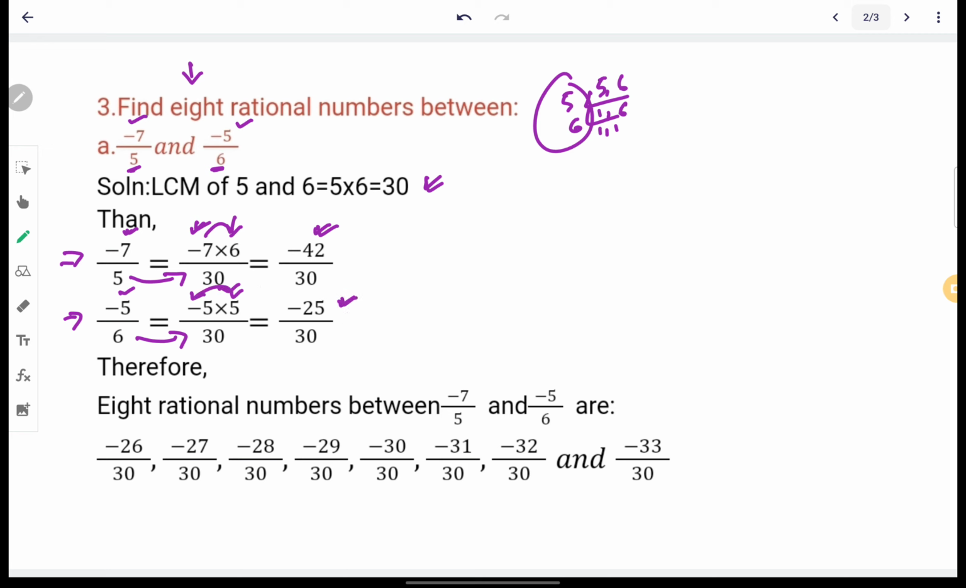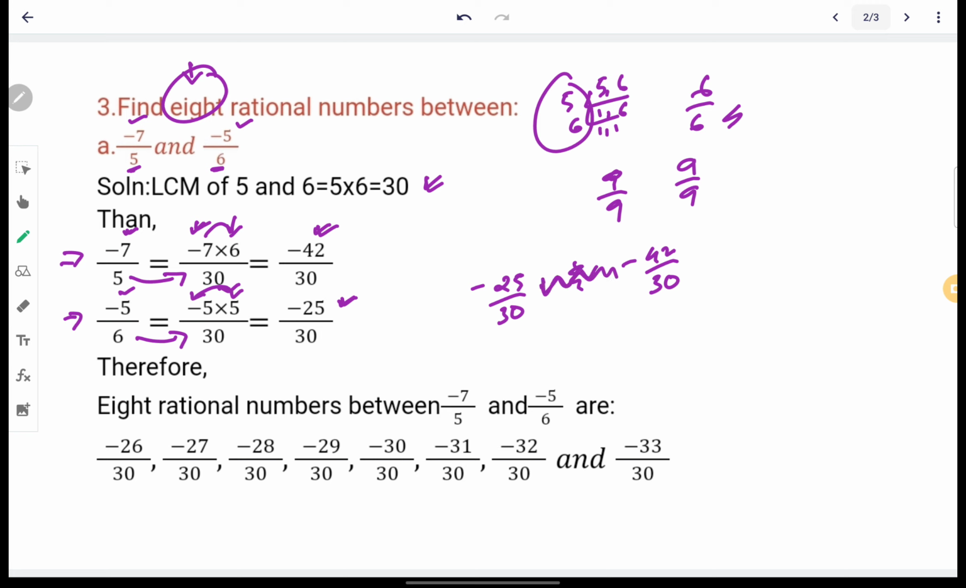Here, in the previous question, they asked us to find 5 rational numbers and we wrote 6 by 6, right? But here we will not be doing that. Why? Instead of writing 9 by 9, because when you look here it says 8, we're supposed to write 9 by 9, but we will not be doing this. Why? Because when you look at the numbers minus 25 by 30 and minus 42 by 30, there are already 9 rational numbers in between these two numbers.